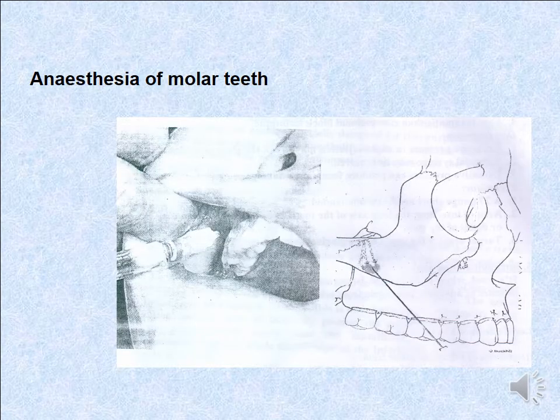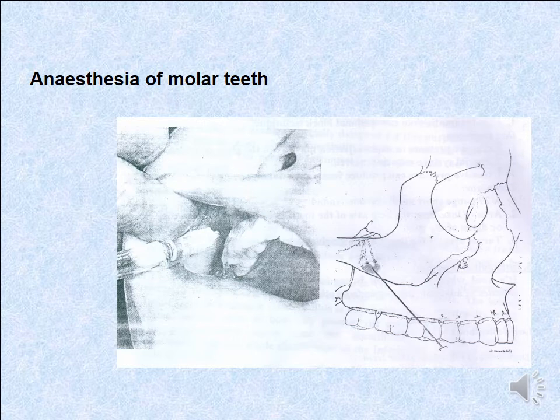The anesthesia of the molar teeth. We have more angulation; you can place the needle within the long axis or with the occlusion. So with the long axis, you can do 45 to 60 degrees, and with the occlusal surface it is 45 degrees, and you can give local anesthesia for the first, second, and third molar.